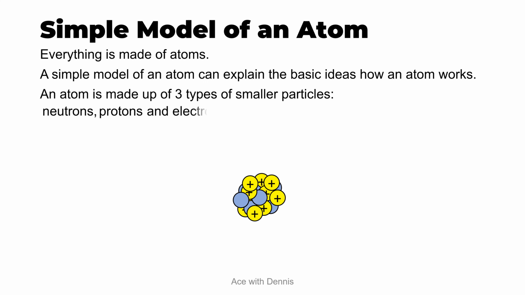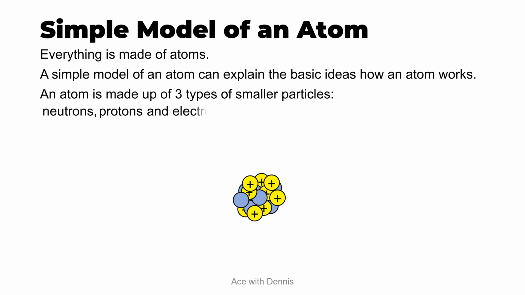Protons and neutrons make up the nucleus, the center of the atom. So here is the nucleus. Electrons travel around the nucleus in their own orbits at high speed. So here are the orbits of the electrons.